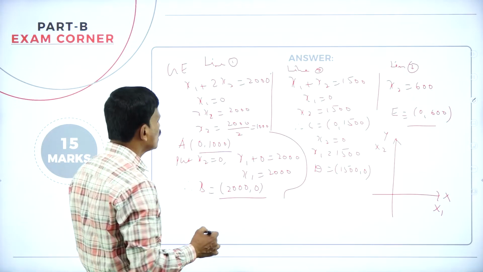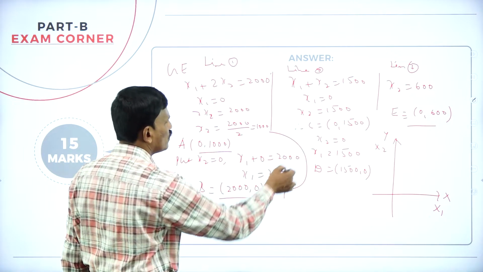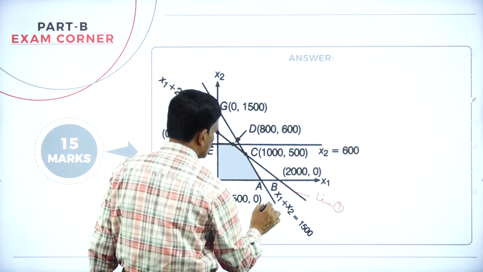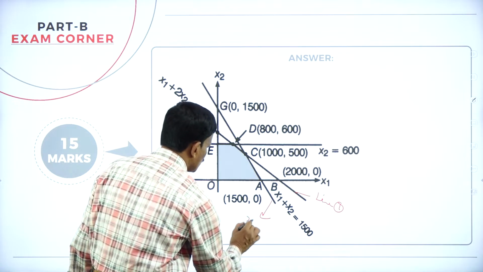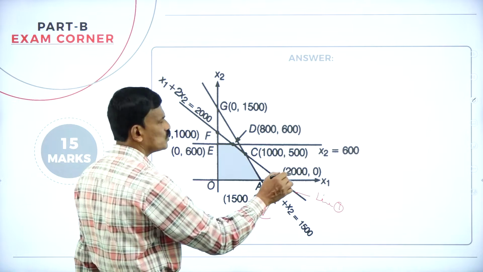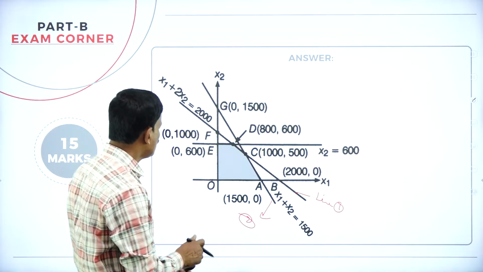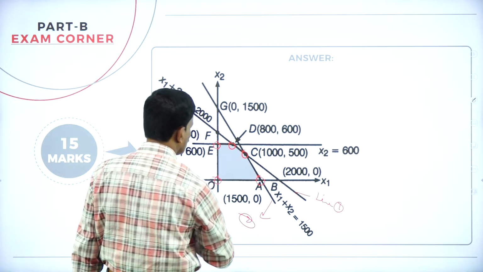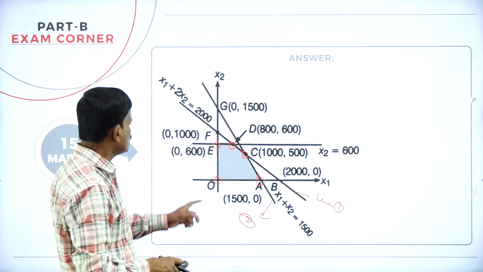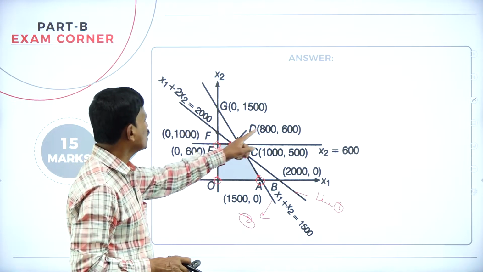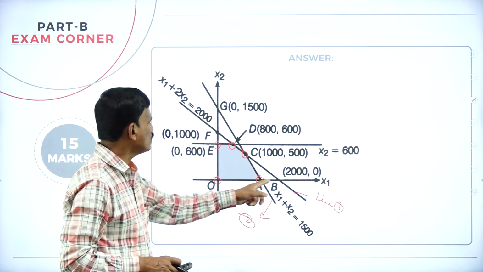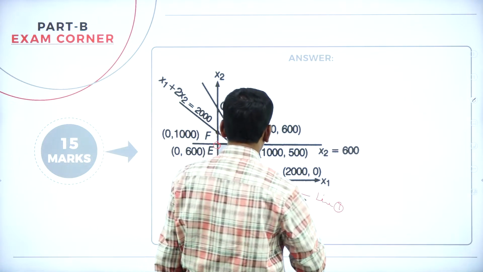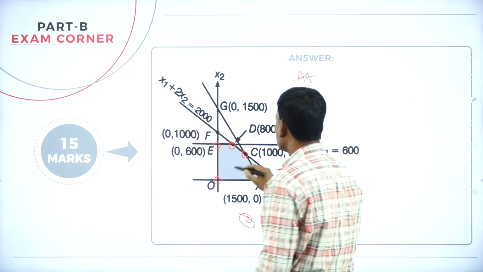And similarly for line 2, what are the points we have? 0 comma 1500 and 1500 comma 0. So this is line 2. And since x2 is equal to 600, these are the corner points where the lines will meet. So the corner points are 0 comma 0, 0 comma 600, 800 comma 600, 1000 comma 500, and the point 2000 comma 0.